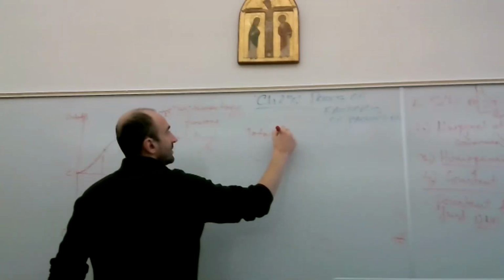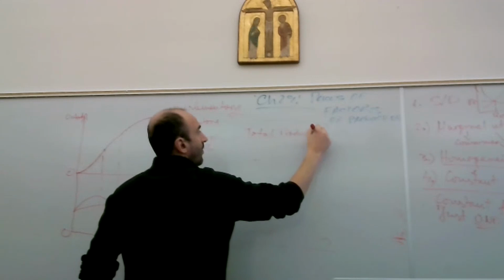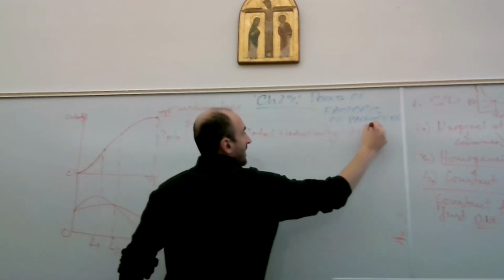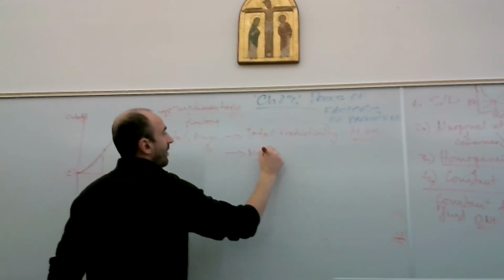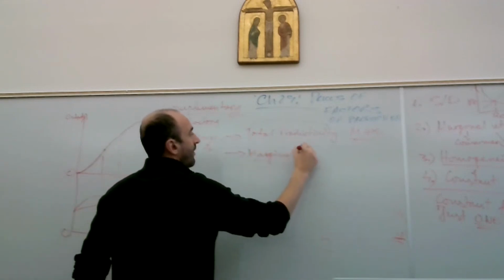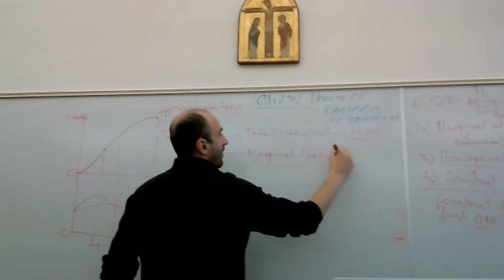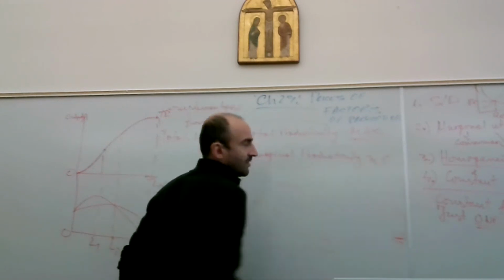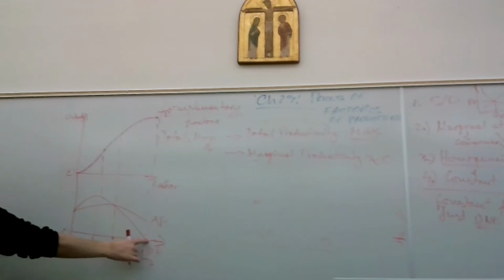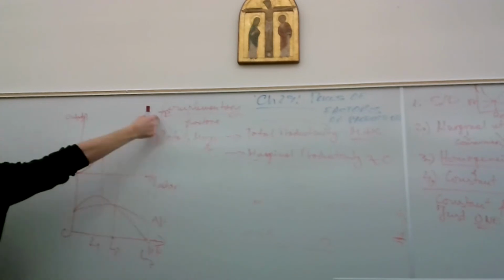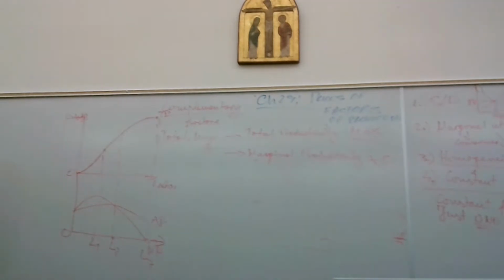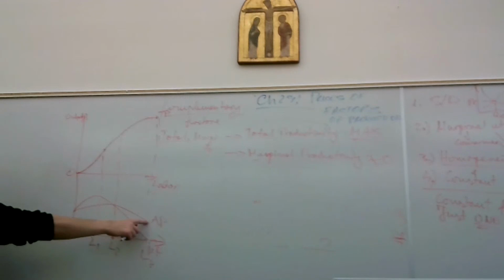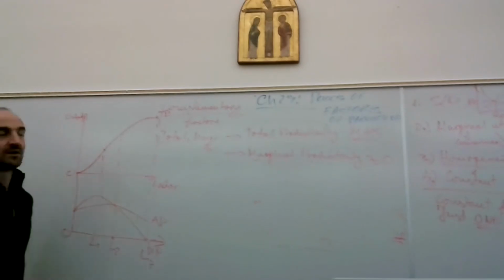So total productivity at maximum, marginal productivity near 0. It's never really 0, but it's near 0 here. So that's the same point. Total productivity is the maximum, marginal productivity is at 0. And average productivity, you see, it's lower than the maximum.